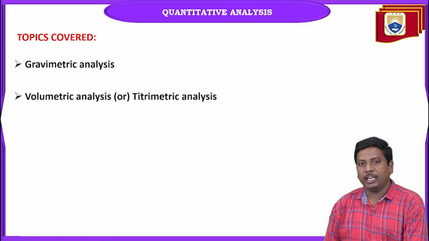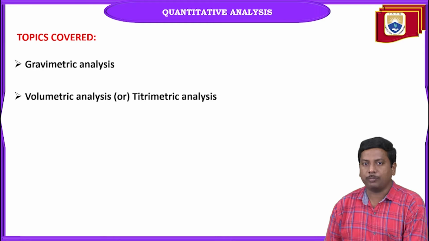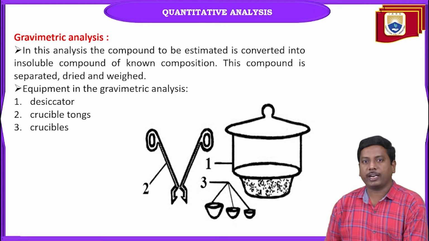In any type of analysis, the analysis is mainly based on the quantity of the sample or the quantity of the analyte. That's why this is called quantitative analysis. Depending upon the type of the sample, that means the physical state of the sample, it is classified into mainly two types: gravimetric analysis and volumetric analysis. If the sample is in solid form, that is called gravimetric analysis, whereas if the sample is in liquid form, that is called volumetric analysis. Let us start with gravimetric analysis.